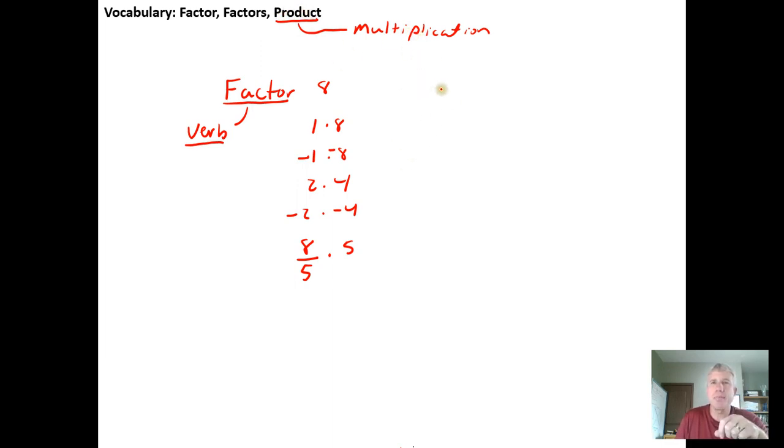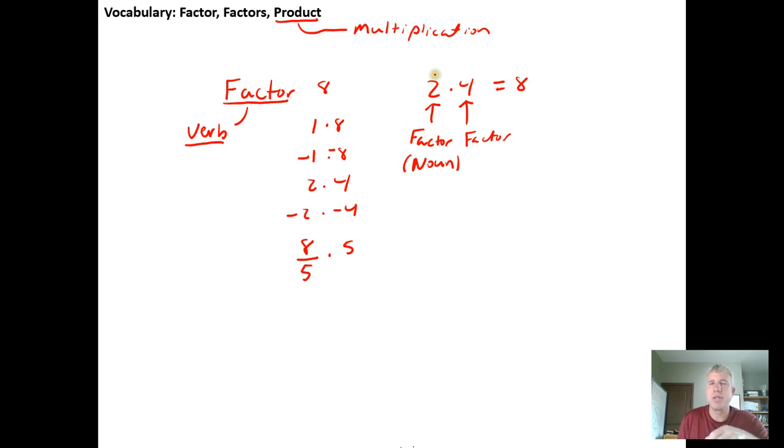When you write something as a product, so let's say I do 2 times 4 equals 8, so I factored 8 into 2 times 4. The individual components in the multiplication are called factors. So 2 is a factor and 4 is a factor. So what you can see is that the word factor is being used 2 different ways. Here it's being used as a noun, and when it's used as a noun, 2 is a factor of 8.